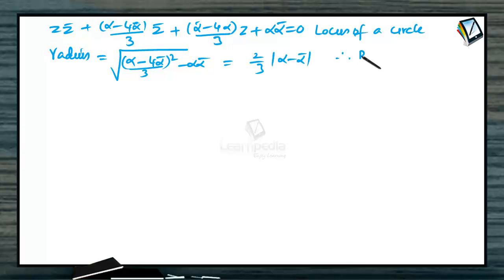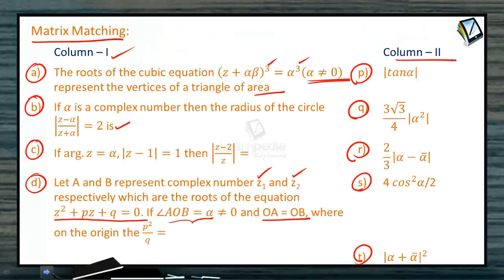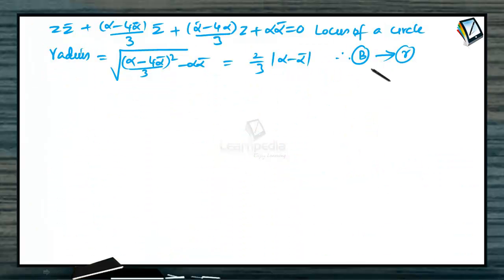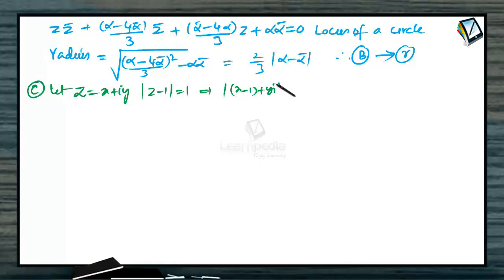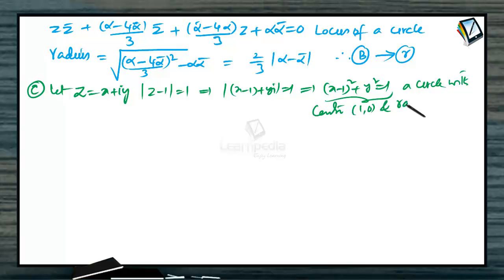So therefore B is matching with 2 by 3 mod of alpha minus alpha bar, that is R. So B matches with R. This is the second match. Now let us go to C. Here let us consider z is equal to x plus iy, where mod of z minus 1 equal to 1 becomes mod of x minus 1 plus yi equal to 1. That is nothing but (x minus 1) whole square plus y square equal to 1.